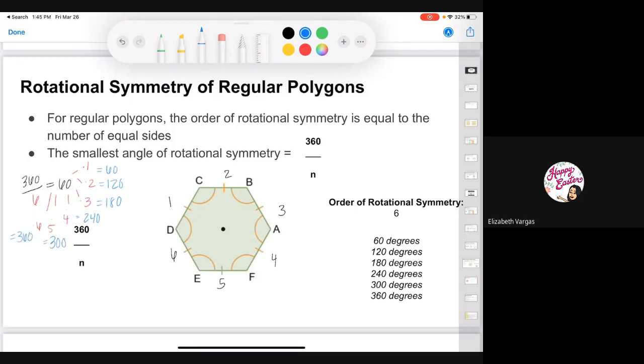Okay. And then again, if I'm asked for the smallest order of rotational symmetry, 60 would be the smallest out of all of those. Okay. Any questions about this?